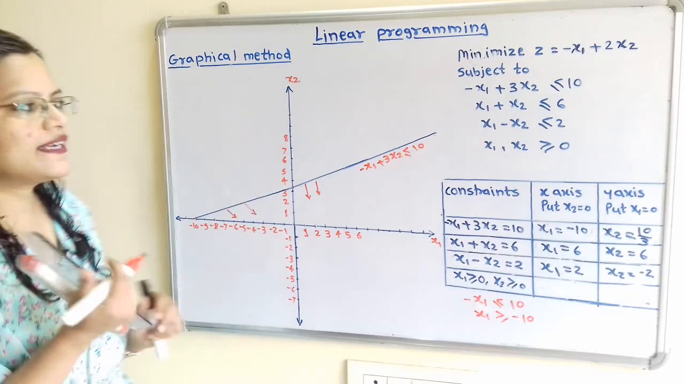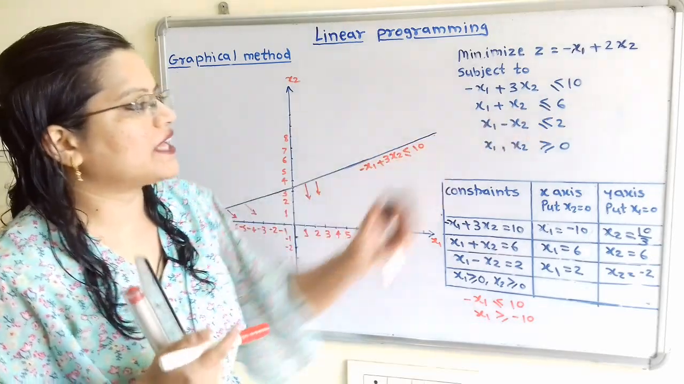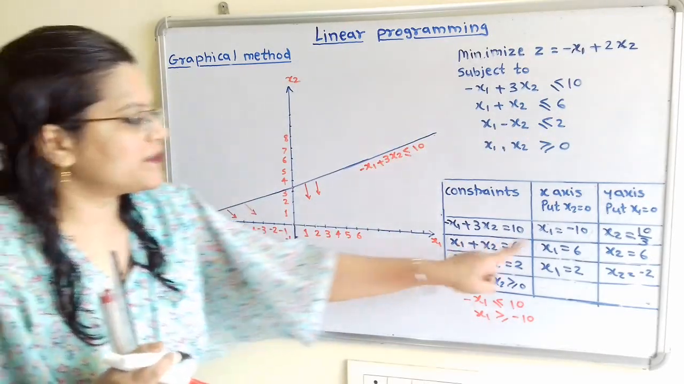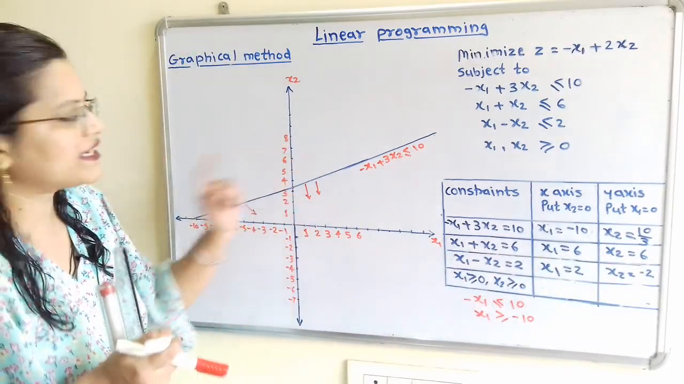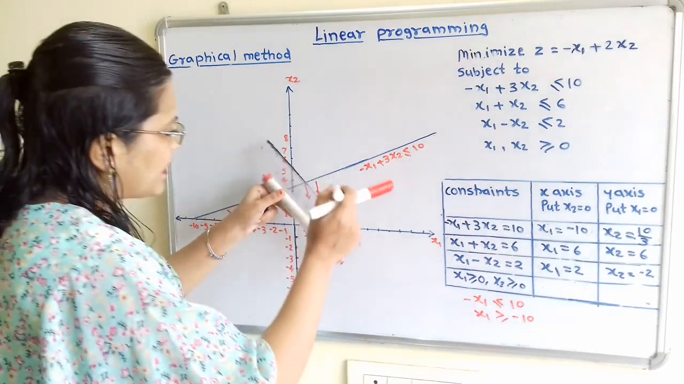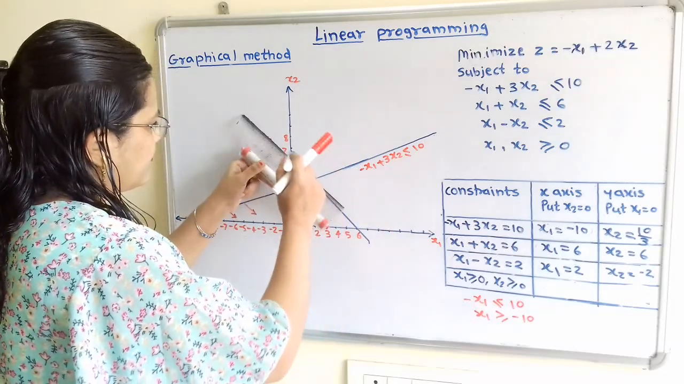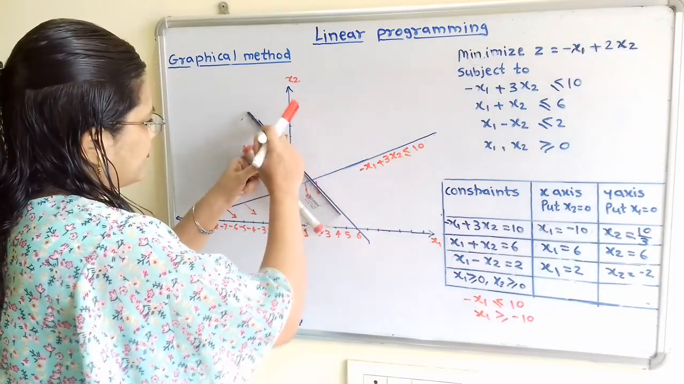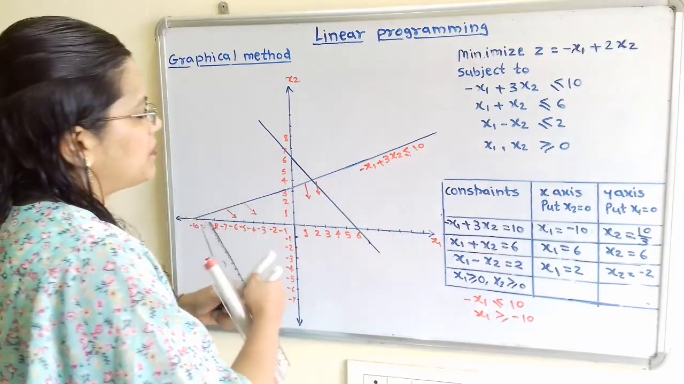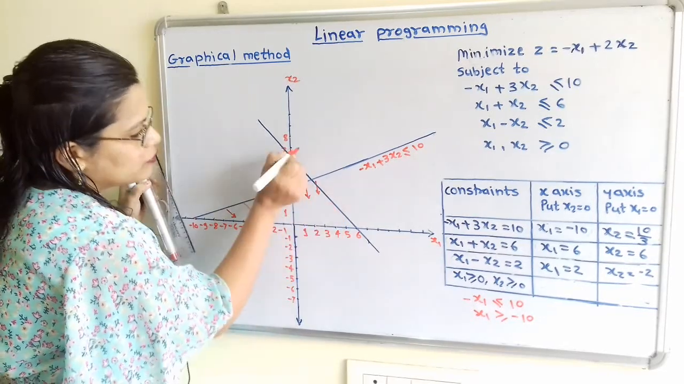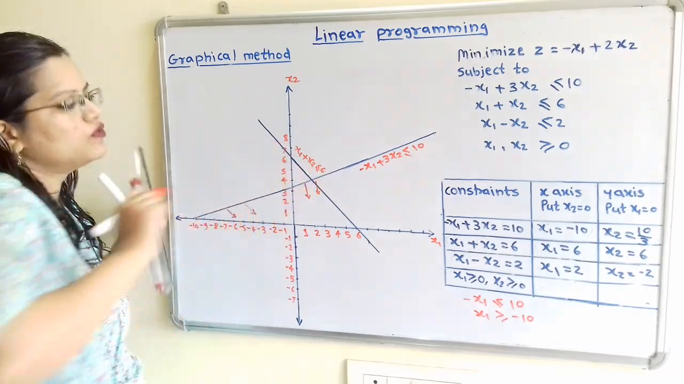Now we will move to the next constraint. The next constraint is x1 plus x2 is less than or equal to 6. For this the points are 6 and 6. For x1 we consider this 6 and for x2 we consider this 6, so we can easily join these two points. Now I will write here x1 plus x2 is less than or equal to 6.